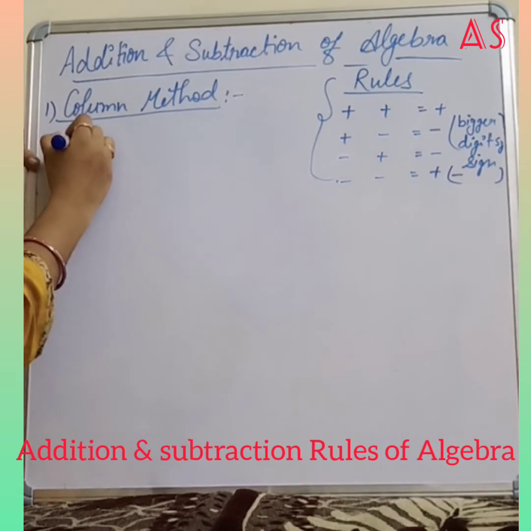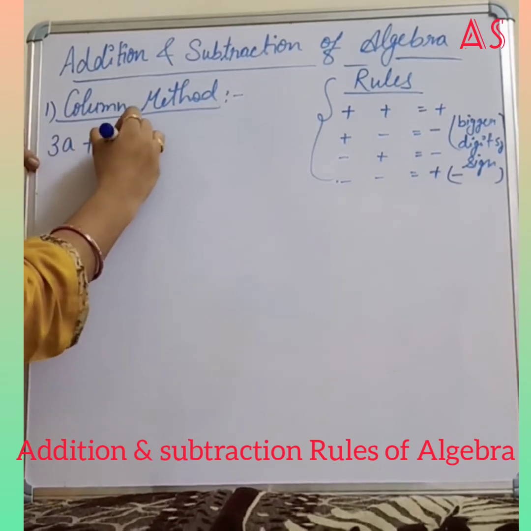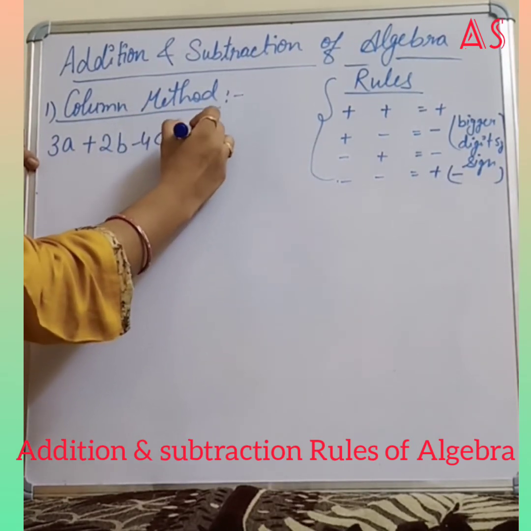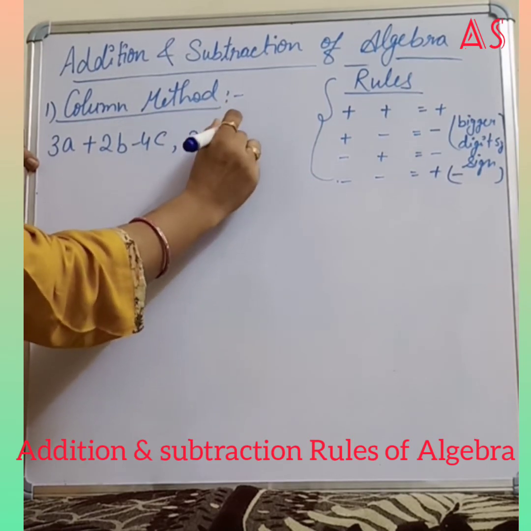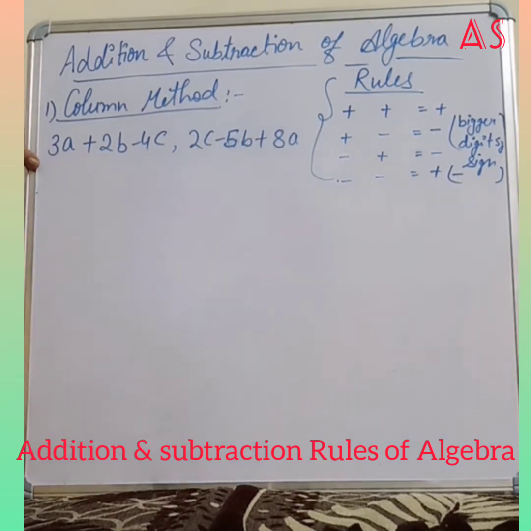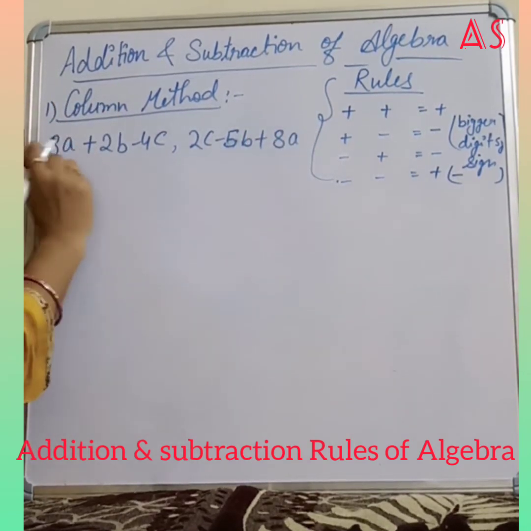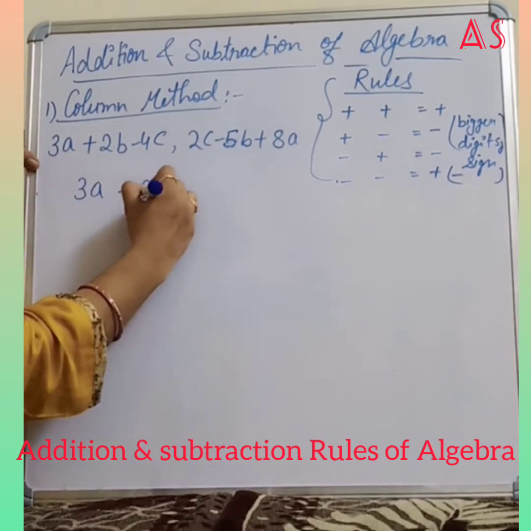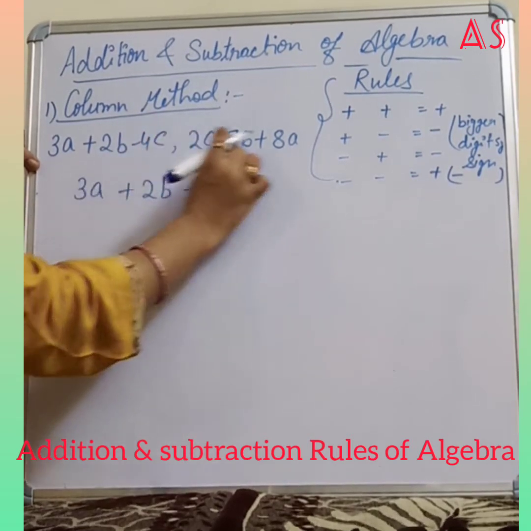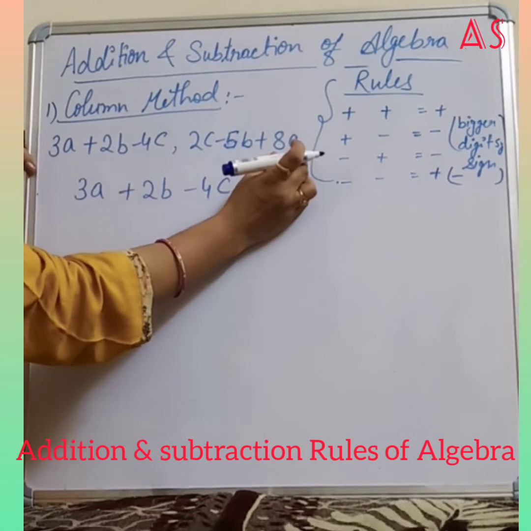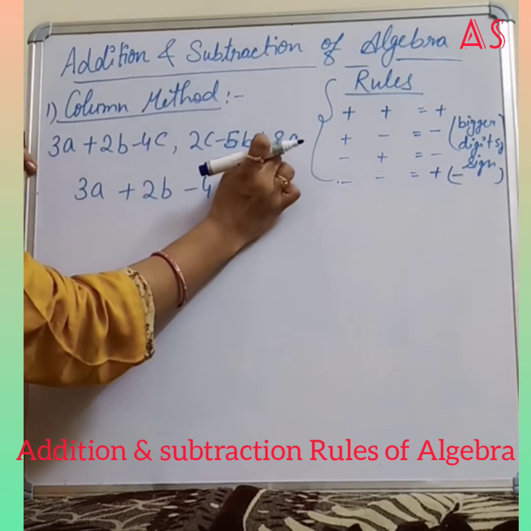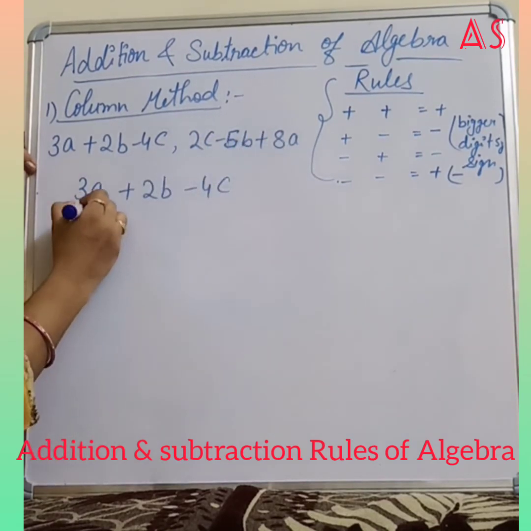So suppose your question is like this: 3a plus 2b minus 4c, comma, 2c minus 5b plus 8a. Suppose a question like this. So in the column method we will write below. First part we will write 3a plus 2b minus 4c. Now first is 3a. You search where your a variable is. The a variable is your 8a. So you have to take it with sign. You will not take only 8a. You will take it with your sign. So here is plus sign, 8a.